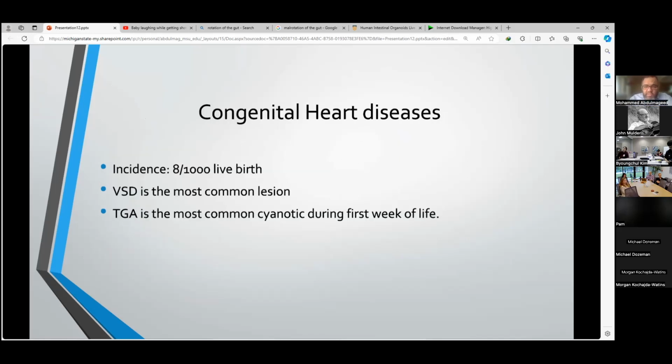Congenital heart disease incidence is 8 in 1,000. VSD is the most common lesion in pediatrics, and TGA is the most common cyanotic lesion in the first week of life.